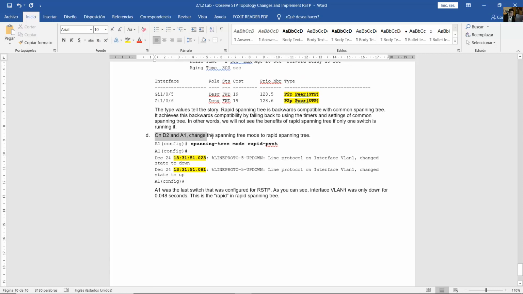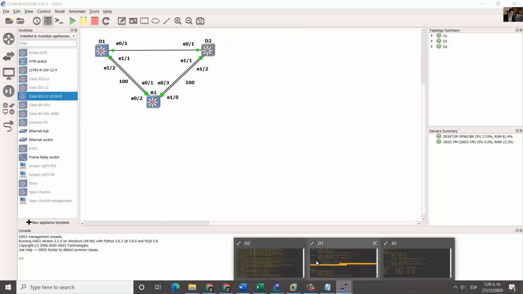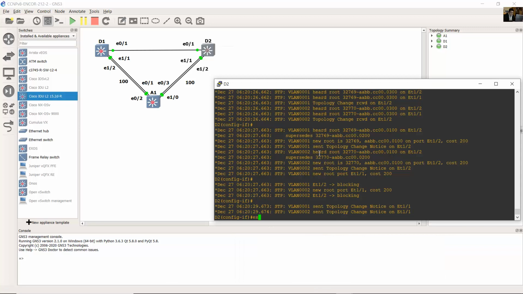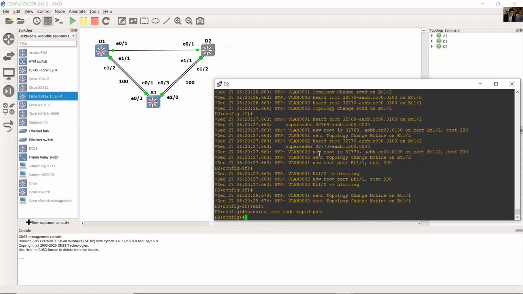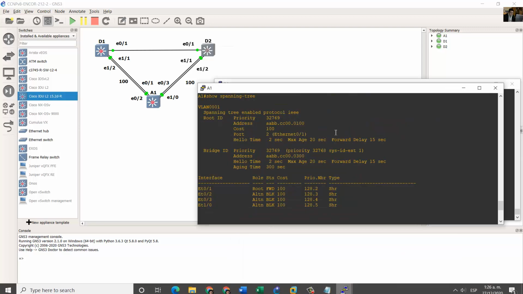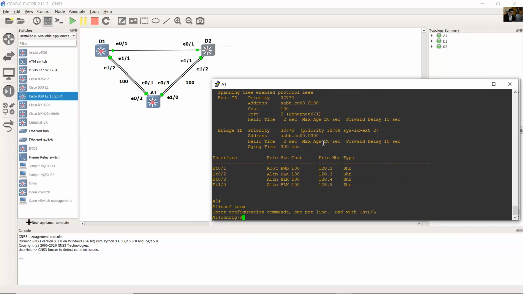On D2 and A1, change the spanning tree mode to Rapid spanning tree. D2, exit, spanning tree mode rapid per VLAN spanning tree, enter. A1, enter configure terminal, spanning tree mode rapid per VLAN spanning tree.